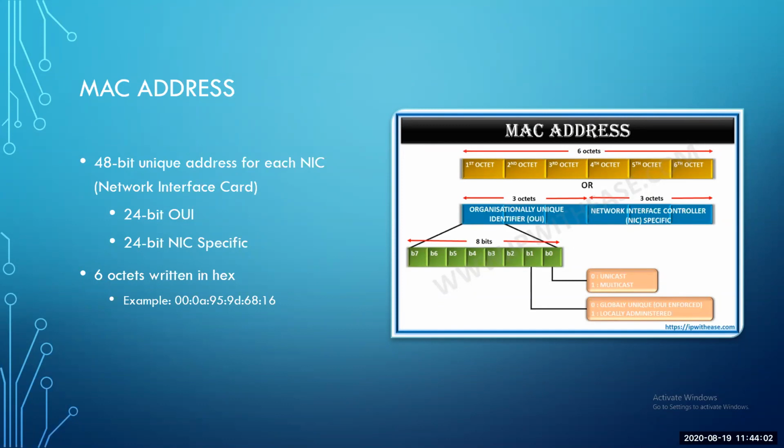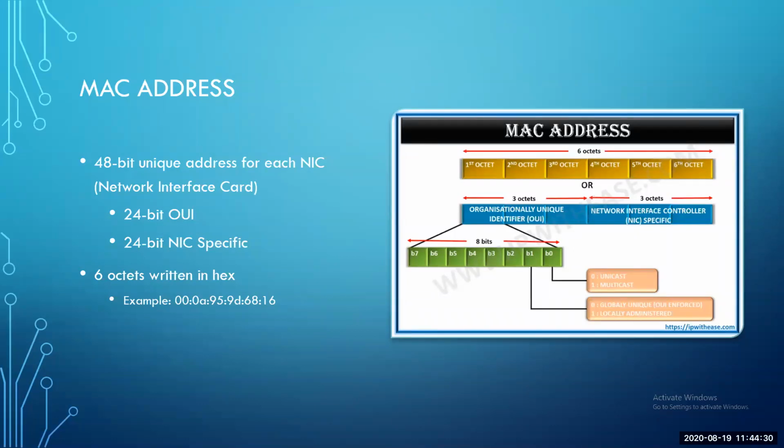Each organization, whether it be Samsung, Asus, AMD, Intel, whatever it may be, has an organizationally unique identifier. And they may have several. So their first 3 octets are for that unique identifier for the organization. Each network interface card, Ethernet or Wi-Fi, has that organization's unique identifier as the first 24 bits. The last 24 bits is specific to that network interface card.